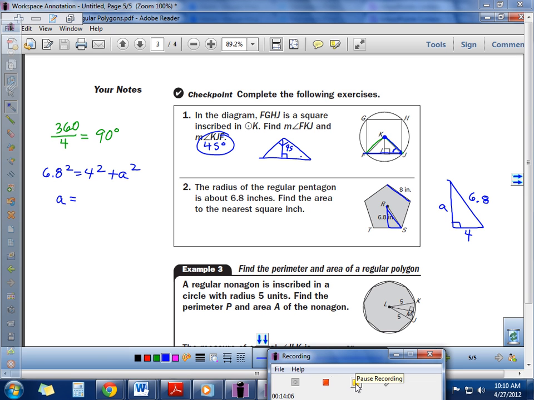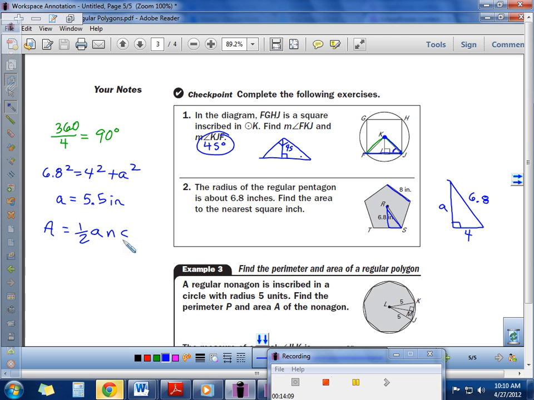All right, so we get the apothem is 5.5 inches. Now we're ready to do our big formula. That's 1/2 ans. So area equals 1/2. What's our apothem? Yeah, we just found it. Number of sides, 5, times our side length. Oh, our side length is 8. That was indicated over here. A whole side is 8 units long.